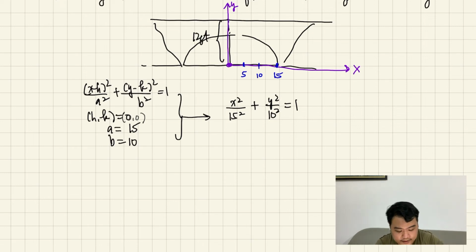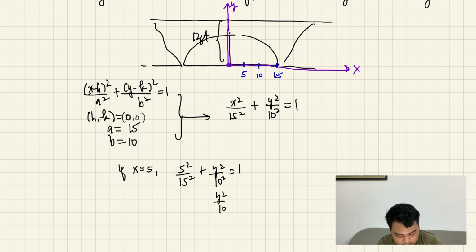Okay, if x is 5, we will solve for y. Positive y lang ang kailangan natin kasi nasa quadrant 1 tayo. So, 5 square over 15 square plus y square over 10 square is 1. Ano ba ito? 1 minus, what is 5 over 15? 1/3, just square it, 1/9, which is 8 over 9. So, y square is 8 times 10 square over 9.